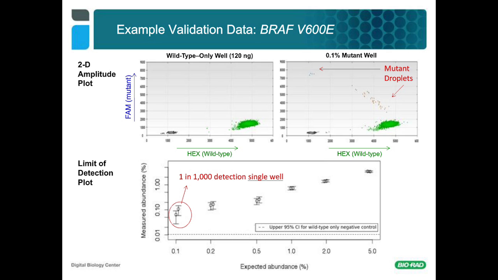The 2D plots shown here display each droplet in the reaction. The no-template droplets are in gray, the wild-type single positives are in green, and the mutant-positive droplets are in blue, with the mutant and wild-type double positives shown in brown. The limit of detection plot below shows a 0.1% mutant detection in a single well. That's 1 in 1,000, with clear separation from the wild-type only negative control as indicated by the dashed line.